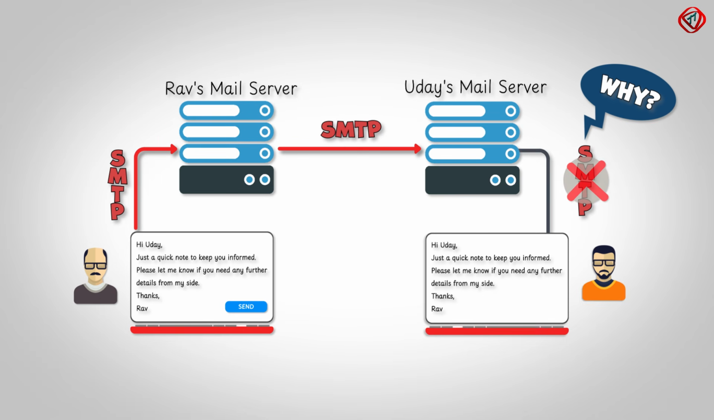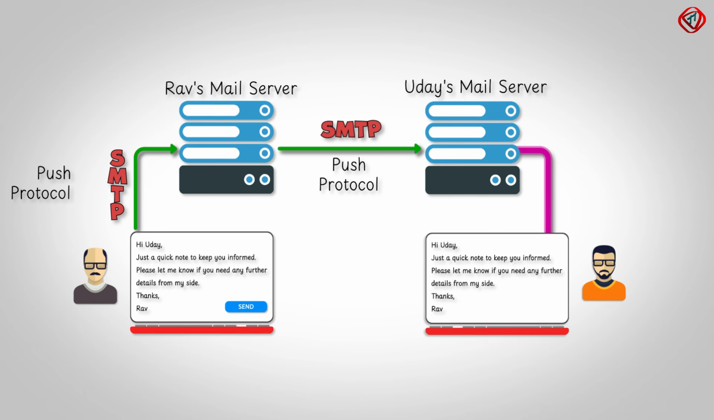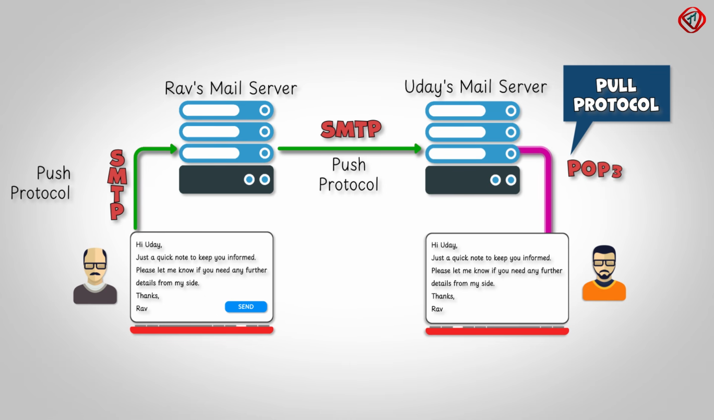Why? Because SMTP is a push protocol. It is used to send emails from one system to another by pushing the message forward. However, to retrieve emails from a mail server, we need a pull protocol. The commonly used protocols for pulling email messages from mail servers are POP3, IMAP, and HTTP.